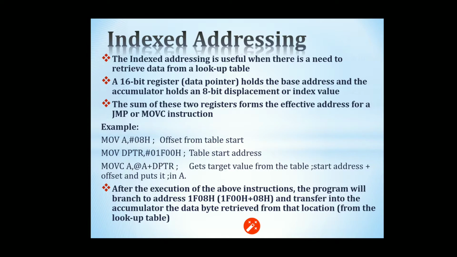For example, MOV A, #08h, that is the offset address from the table where the particular instruction starts. MOV DPTR, #1F00h, that means the data pointer should start from this address. After the execution of the above instructions, the program will branch to the address 1F08h and transfer into the accumulator the data byte retrieved from that location.